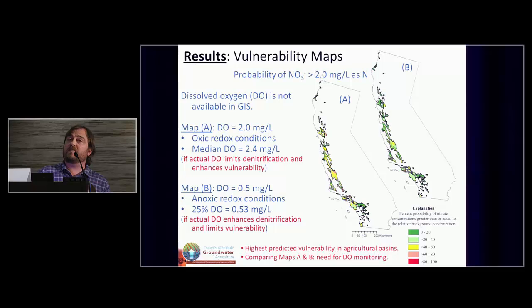This is the higher predicted probability of nitrate exceeding 2. I should mention green is the lowest predicted probability of the nitrate exceeding 2 milligrams per liter. But I think the take-home point here, a really interesting point, is if you look at the difference between maps A and B, you can really see the sensitivity of these types of maps and models to the actual dissolved oxygen concentration that you're using. So again, more evidence, more support that local efforts really need to be thinking about the redox conditions of their groundwater.